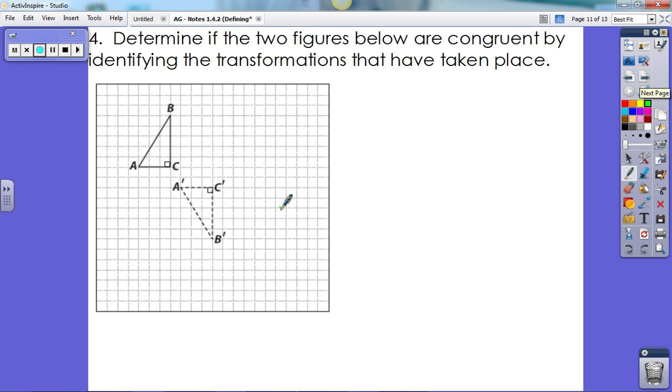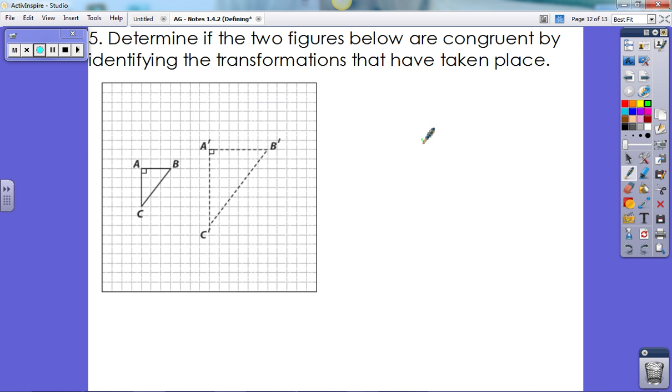To determine if these two are congruent by identifying the transformations, in this case they don't give us an x and y axis or an origin, so we're just going to be more general. We can count the lengths of the sides, 3 and 5 and 3 and 5, and note that they are the same, so they have to be congruent. And in this case, we are going to just look at a reflection and a translation. It looks as though we could reflect it over this line right here, and then translate it to the right in order to get the letters in the right orientation and everything in the right spot.